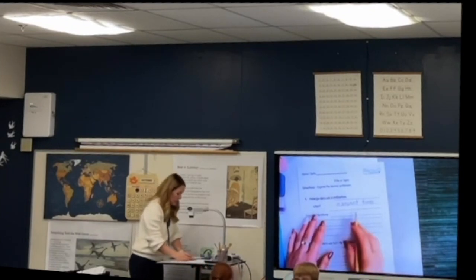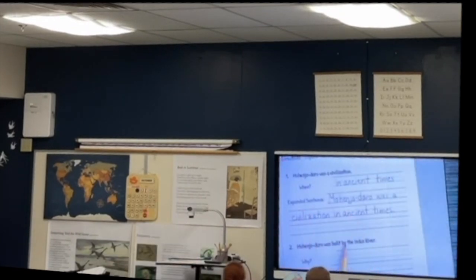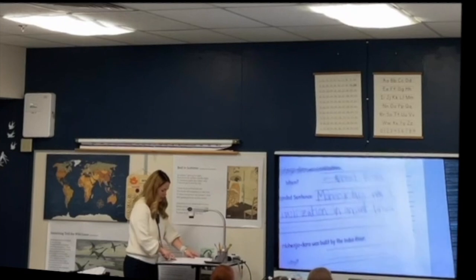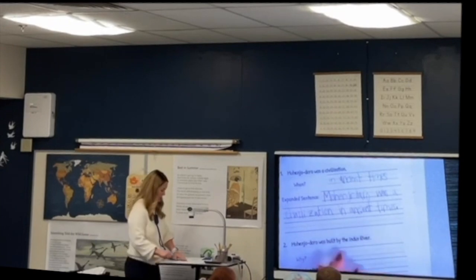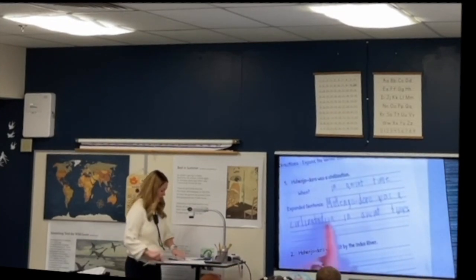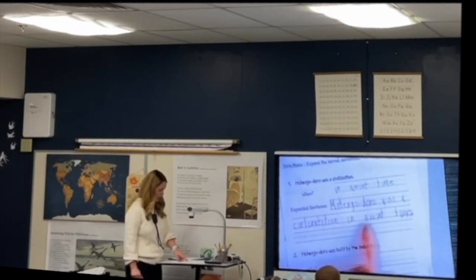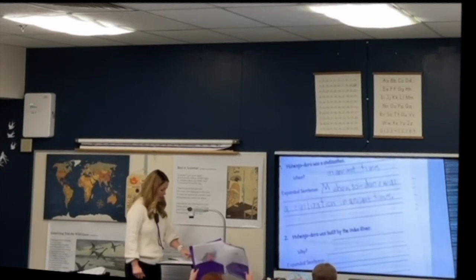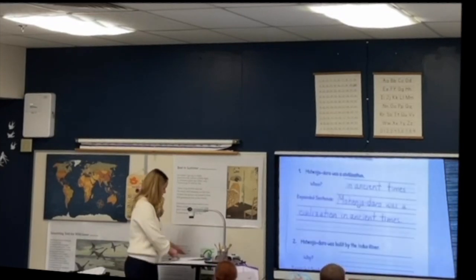All right, so let's start writing this. It's going to be a lot, and you got to be careful with Mohenjo-daro, but let's write this. I'm going to look for some really well done written sentences. This is Ivan's. Mohenjo-daro was a civilization in ancient times. Nice job, Ivan. And this is Carter's. Mohenjo-daro was a civilization in ancient times. And this is Odin's. Mohenjo-daro was a civilization in ancient times. Nice job, guys. Well done.